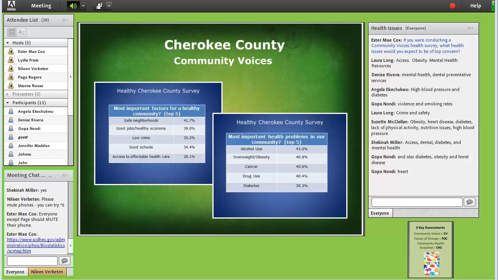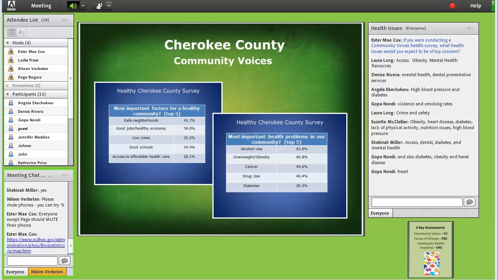So we asked this question really in two different ways. We asked what was the most important factor for a healthy community, what makes a community healthy, and then we provided a list where they checked off 5 of them. So you can see safety was a concern, the economy was a concern, low crime, good schools, and access to affordable health care. And then in terms of the most important issues in the community, alcohol use came up as number 1.